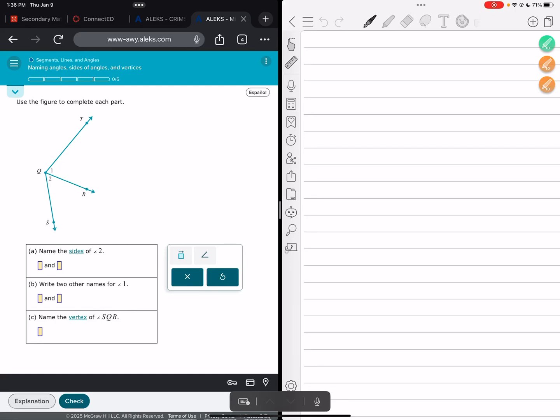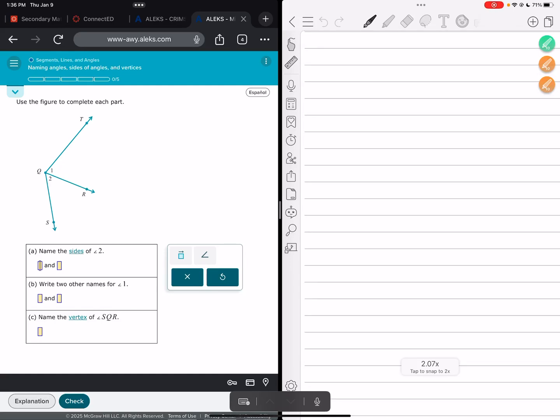Okay, so for this topic, we want to remember a couple definitions. The first thing that we want to remember is that when we have an angle, we have a couple different parts. One, we have a vertex, which is this point right here in the corner, and then we have sides of the angle, which are these rays over here on the side.